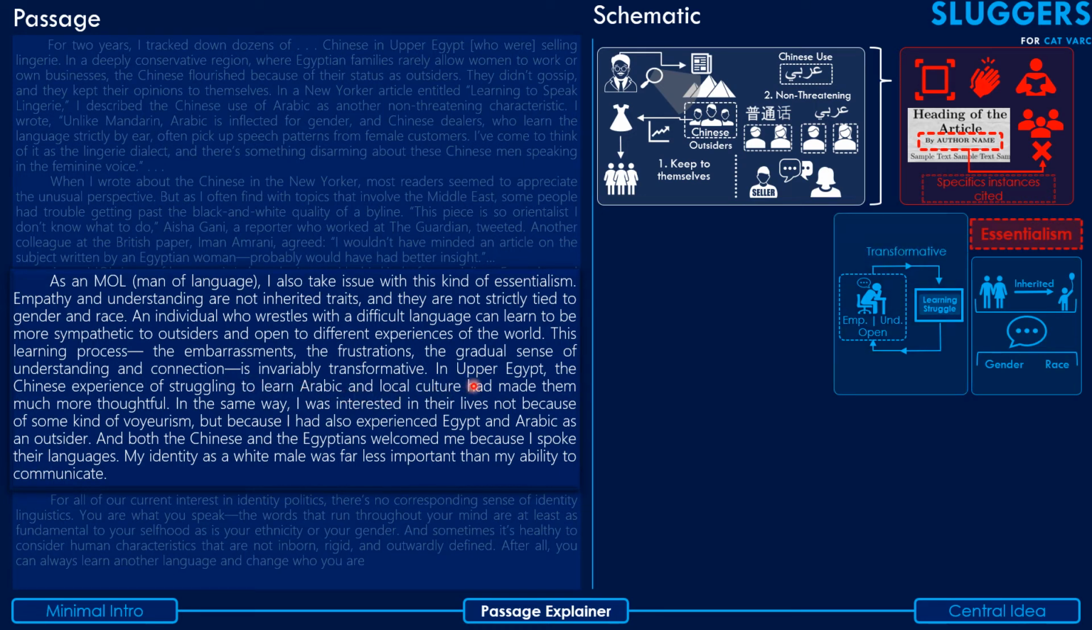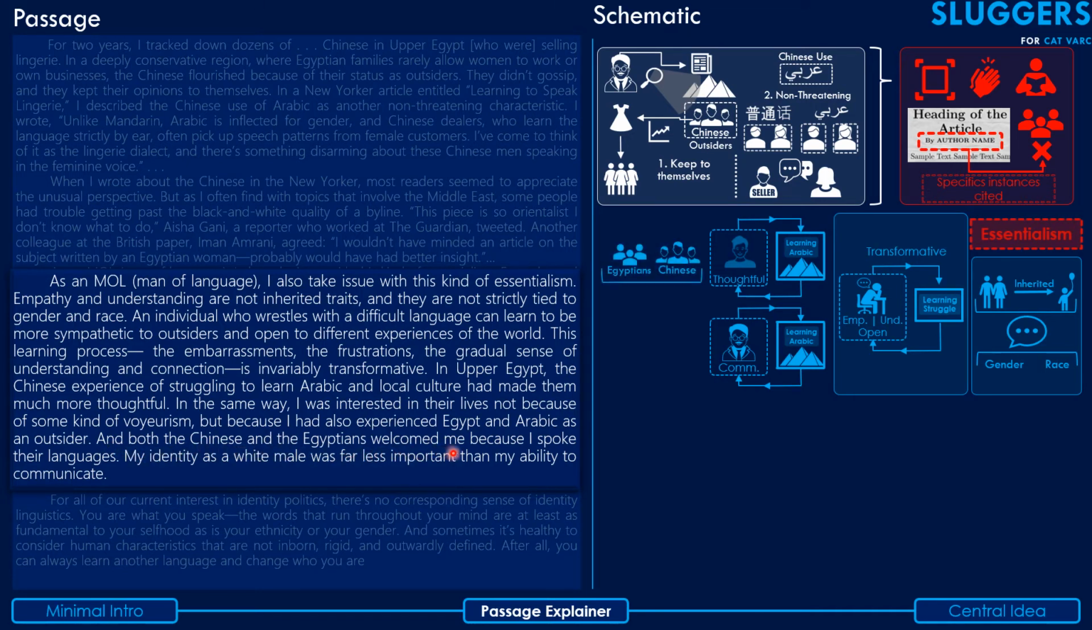transformative. In Upper Egypt, the Chinese experience of struggling to learn Arabic and local culture had made them much more thoughtful. In the same way, I was interested in their lives not because of some kind of voyeurism, but because I had also experienced Egypt and Arabic as an outsider. And both the Chinese and the Egyptians welcomed me because I spoke their languages. My identity as a white male was far less important than my ability to communicate.